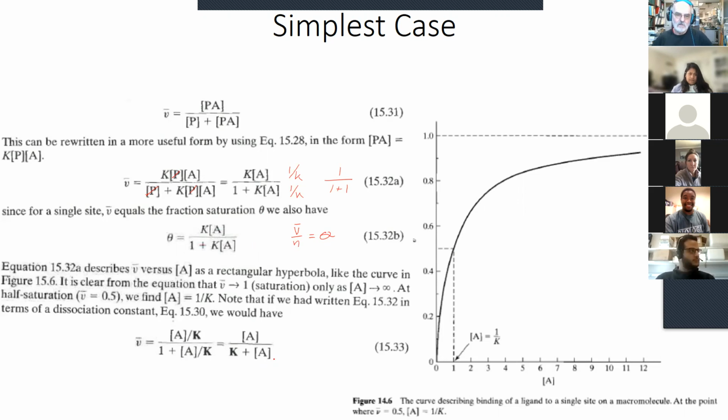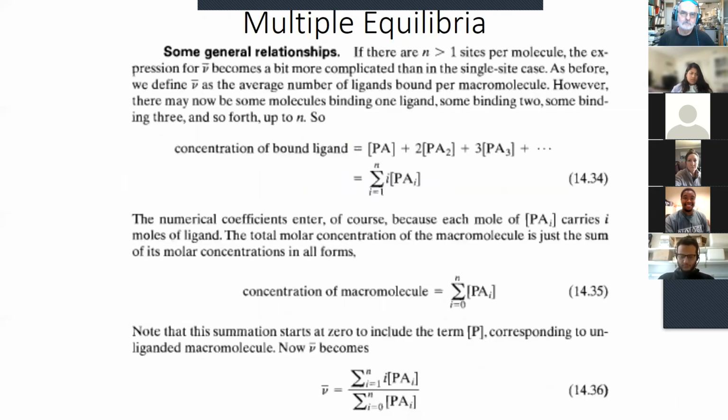And then they rederive this or write it down as a dissociation constant, where you just substitute the 1 over bold k's to come up with a similar expression. It looks similar, except it's A over K plus A. Okay, where K here is a dissociation constant. Okay. So that's the simple definition of what a binding isotherm looks like if you have a ligand binding to a single site on a protein.